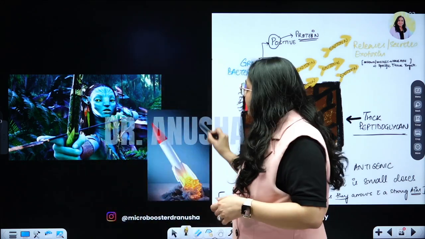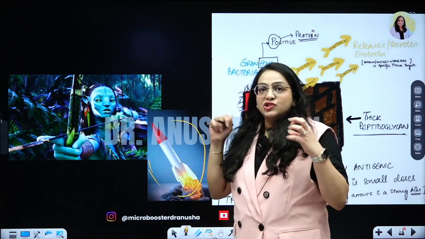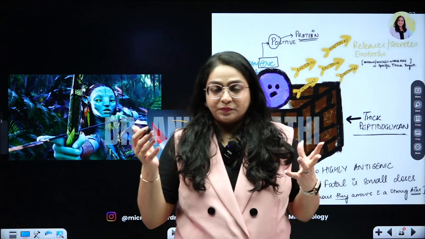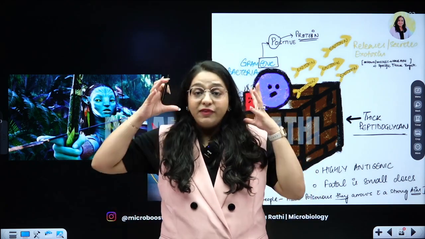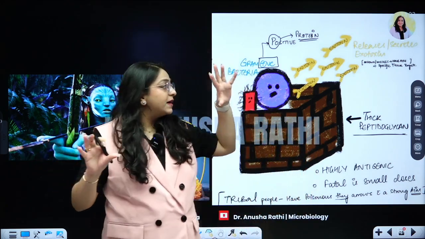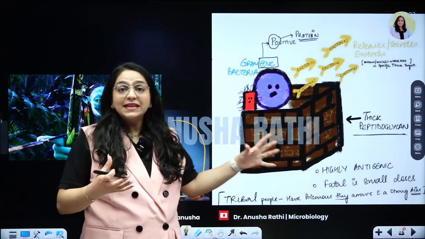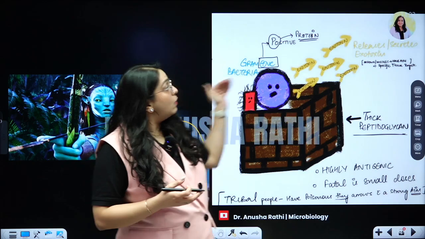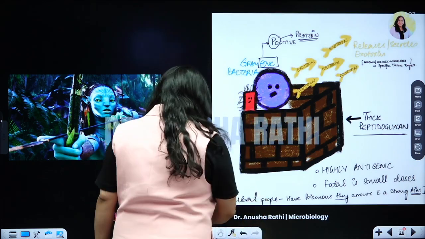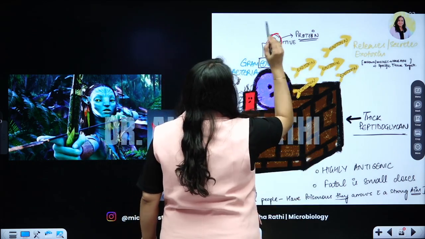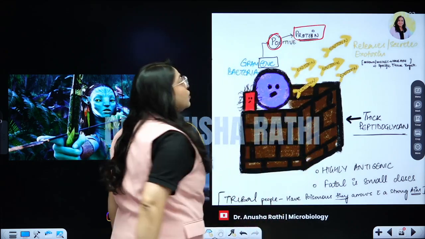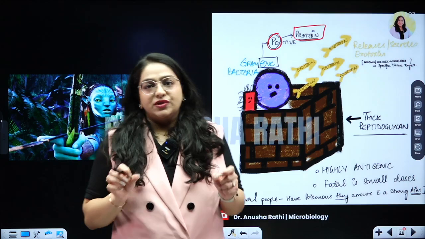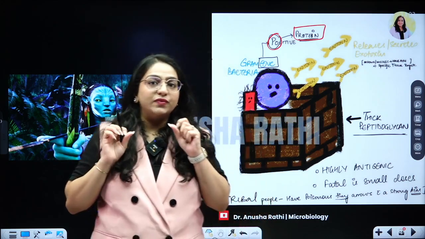So always imagine exotoxins like intelligent missiles or arrows. With the blue Avatar people, you can remember the gram-positive bacteria. With the missiles and arrows, you can remember that they are secreted out of the cell. And with the positive, you can also remember protein, that exotoxins are actually proteinaceous. They are proteins which are secreted out of the cell.